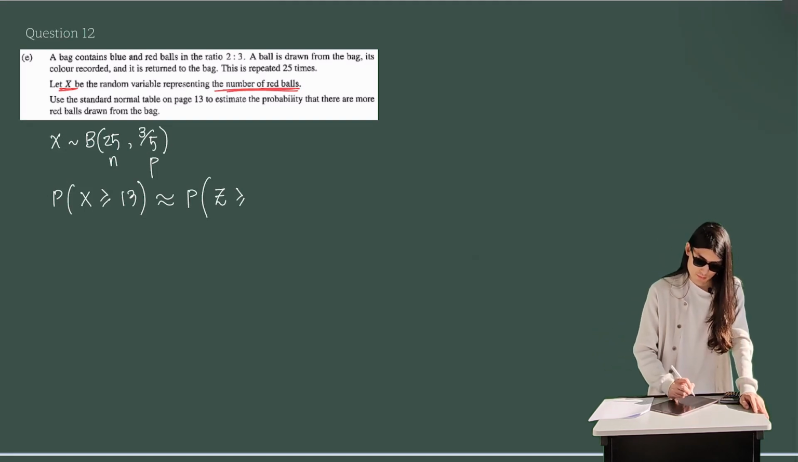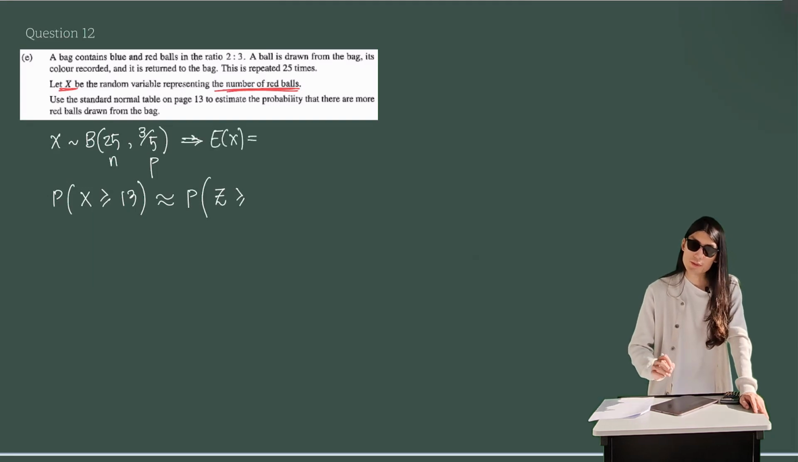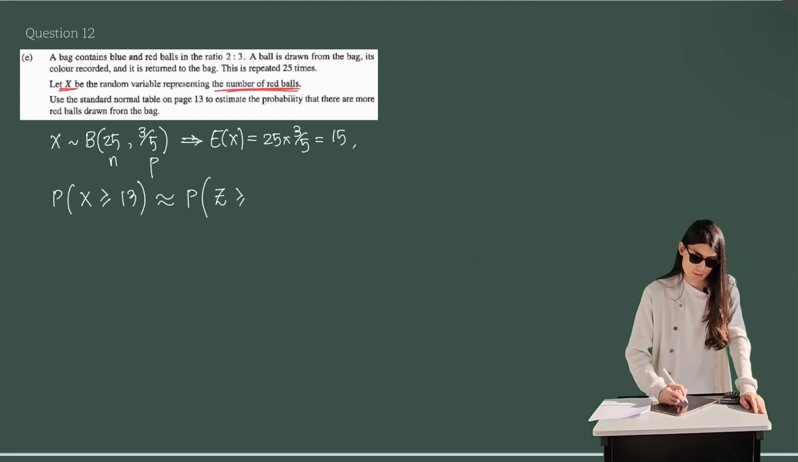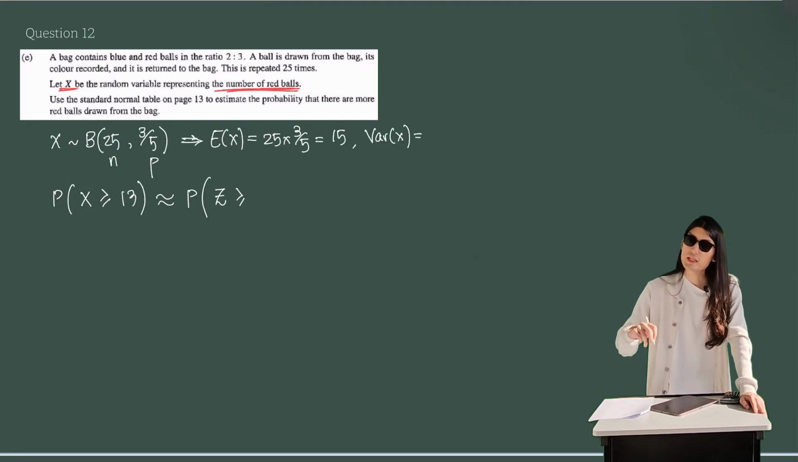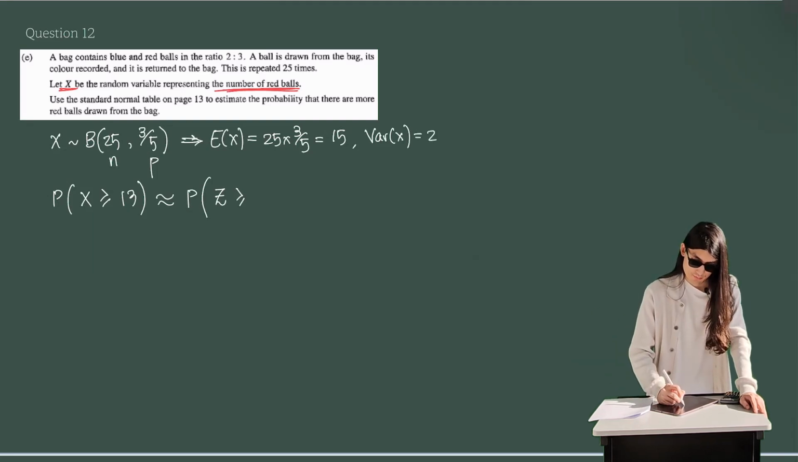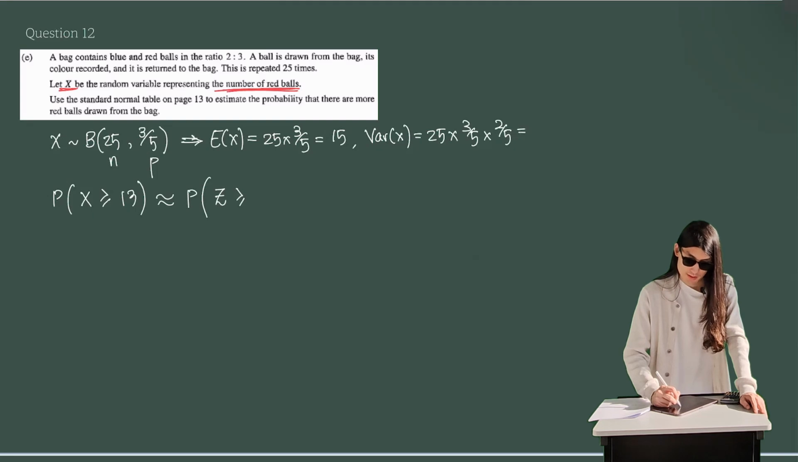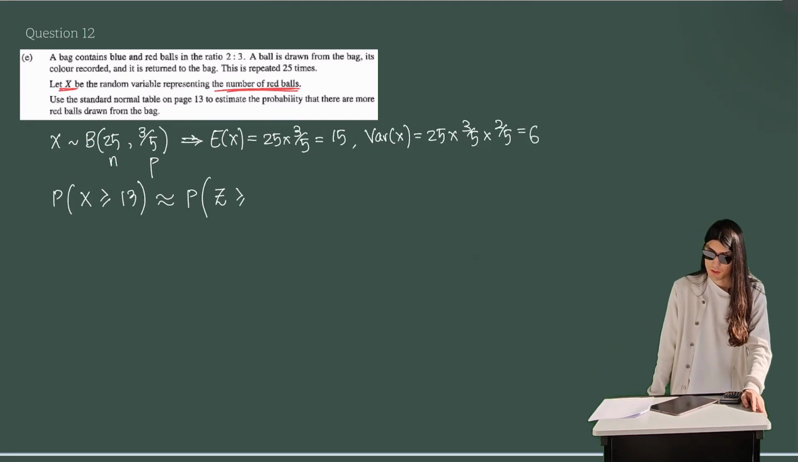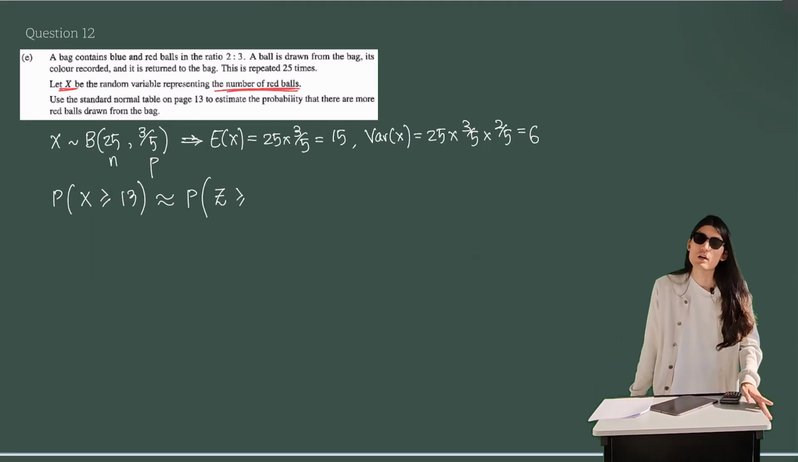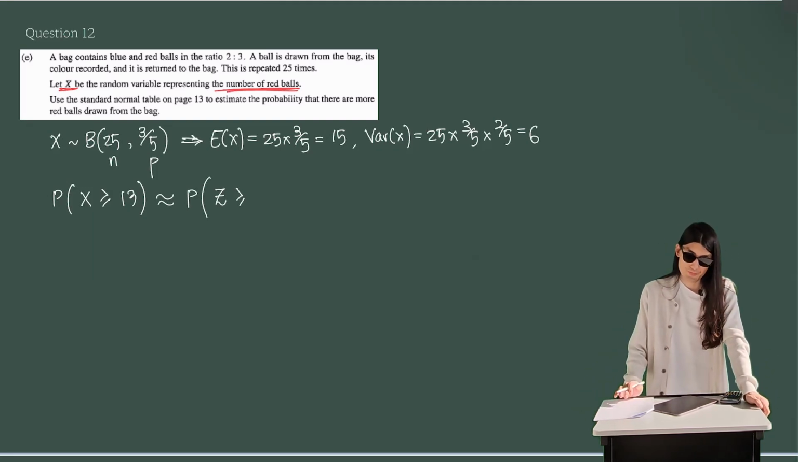Mean, that's the expected value of X, which is n times p, 15, and the variance is n times p times q, or n times p times 1 minus p, which is equal to 6. That's the variance. Okay, those are formulas you learn in the binomial distribution topic.